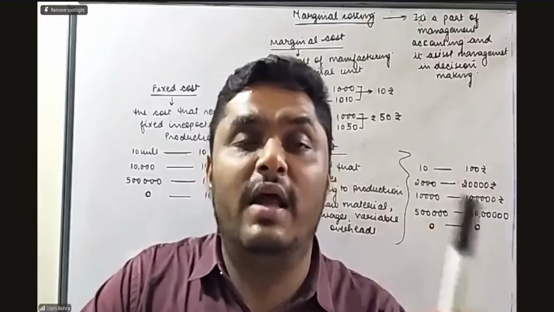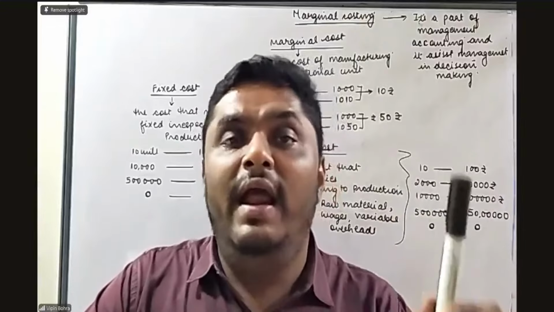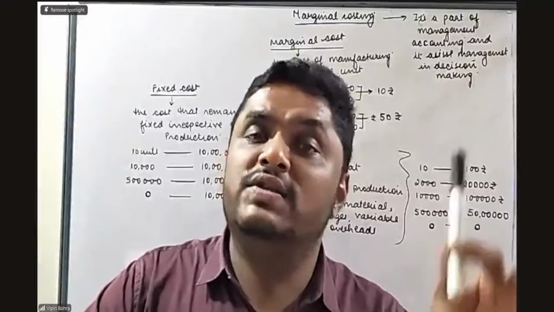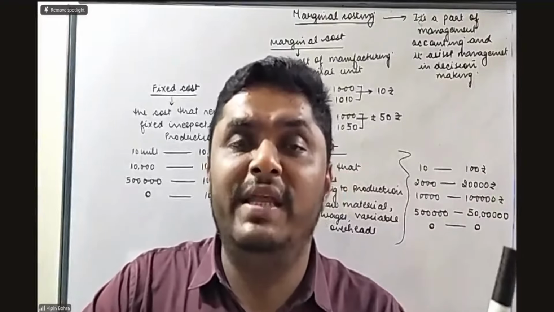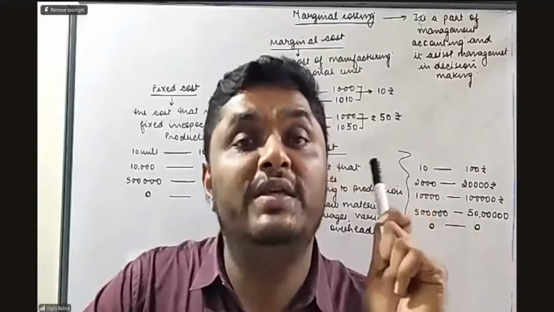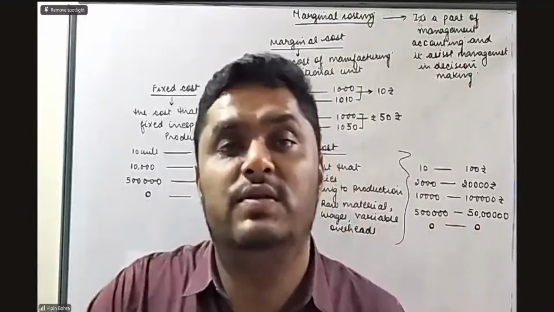So these marker pens are manufactured at a variable cost of rupees 8 and they are sold at the rate of rupees 10. Now per pen, how much am I recovering? Rupees 2. Now my first objective will be what? To recover my fixed cost.